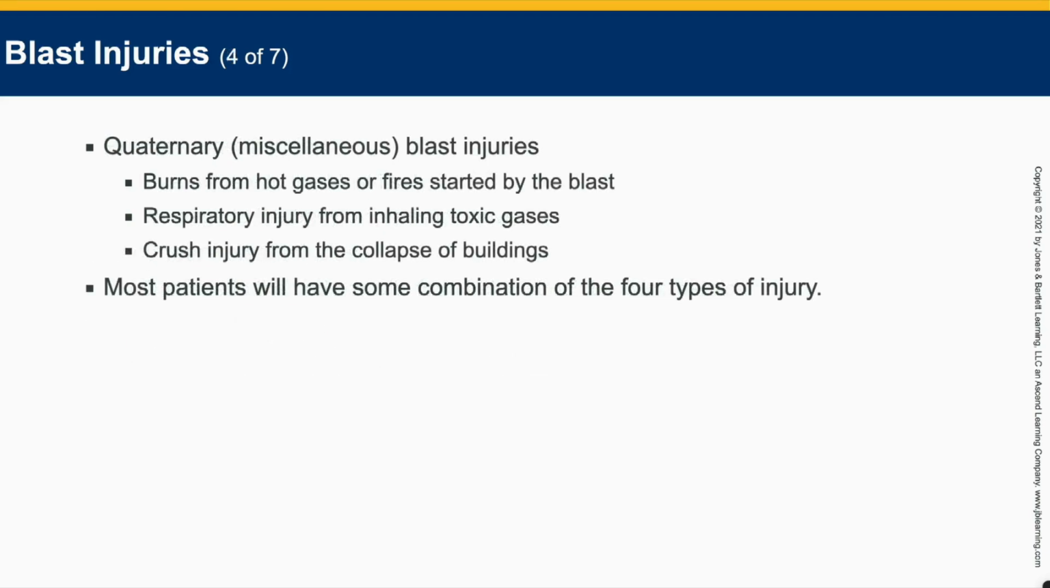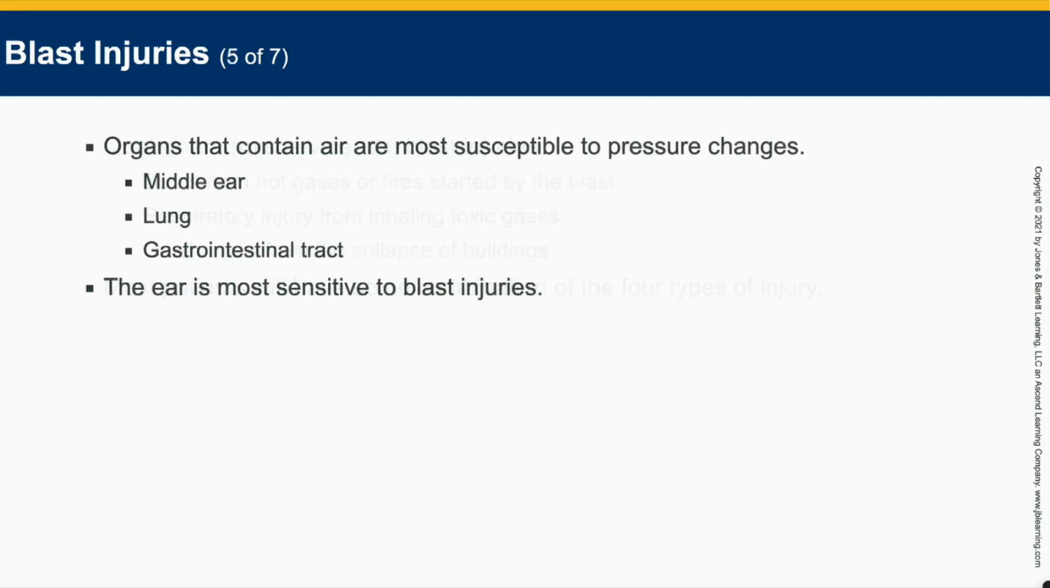The last one is quaternary blast injuries, and this is kind of the miscellaneous group, but it's still important. This includes things like burns from hot gases or fires caused by the explosion, respiratory injuries from inhaling toxic gases, or crush injuries if a structure collapses. So these are all additional injuries that don't fall into those first three categories, but can still be really serious and life-threatening.